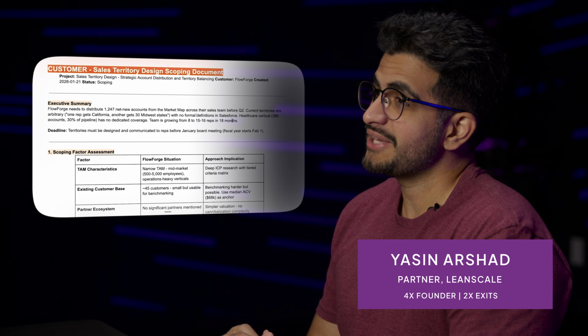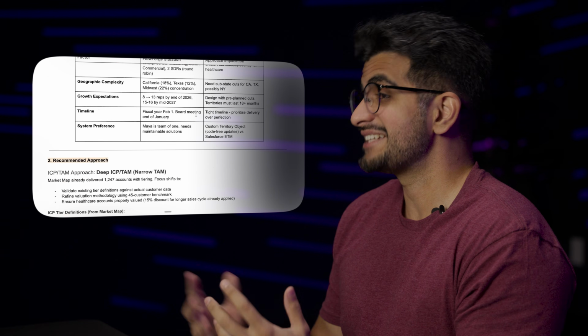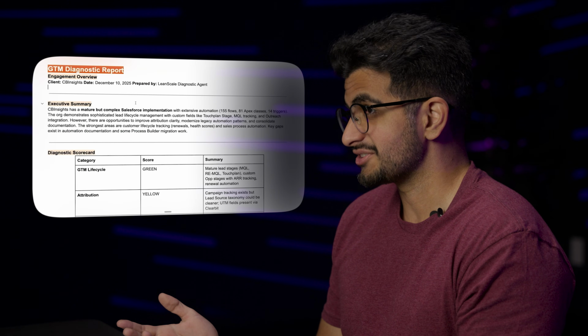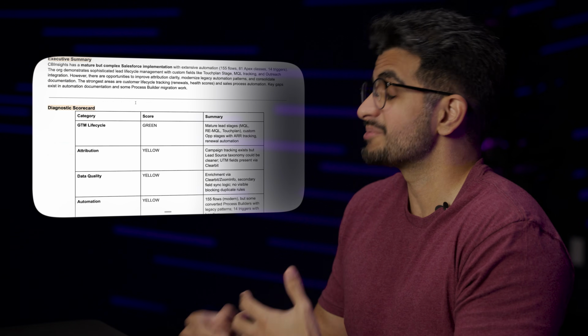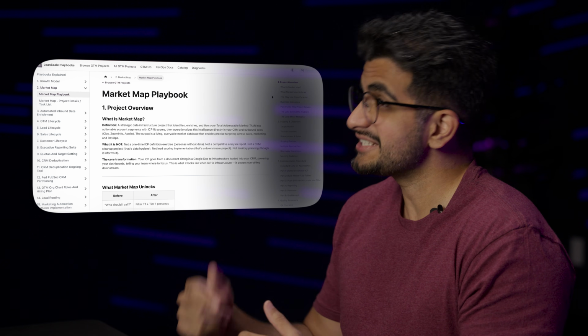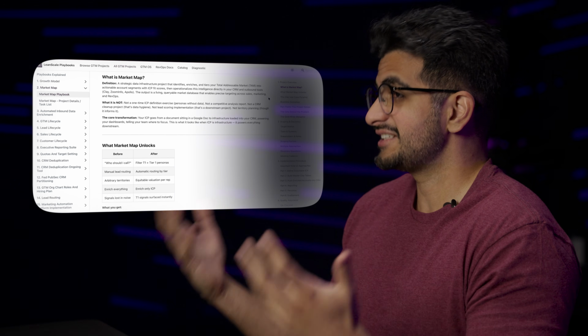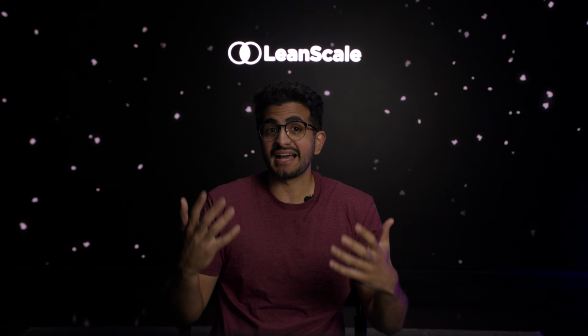This is a 15-page scoping document on how to implement sales territory design for one of our customers. And this is a diagnostic on a startup's entire go-to-market. And this is a 50-page playbook that our entire team runs on. I didn't write it, an AI agent did.